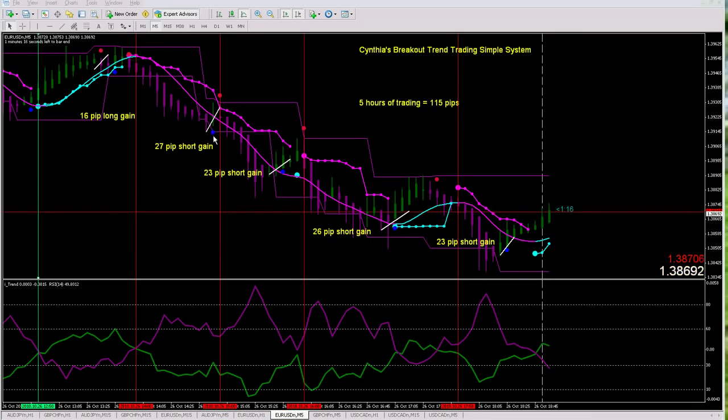And on the first blue dot that appeared in a green bar, we took partial profit, and that was a 27 pip gain for the partial profit. We had a red dot appear. We're still in the short because everything is still hot pink, so we jumped in short again. And here we had a blue dot appear in a green candle, and we exited again for some more partial profit.